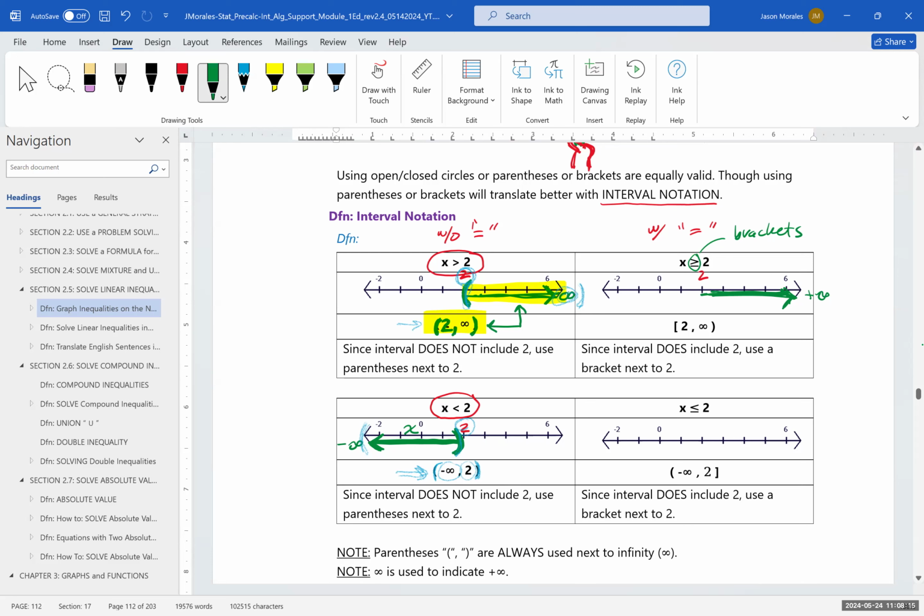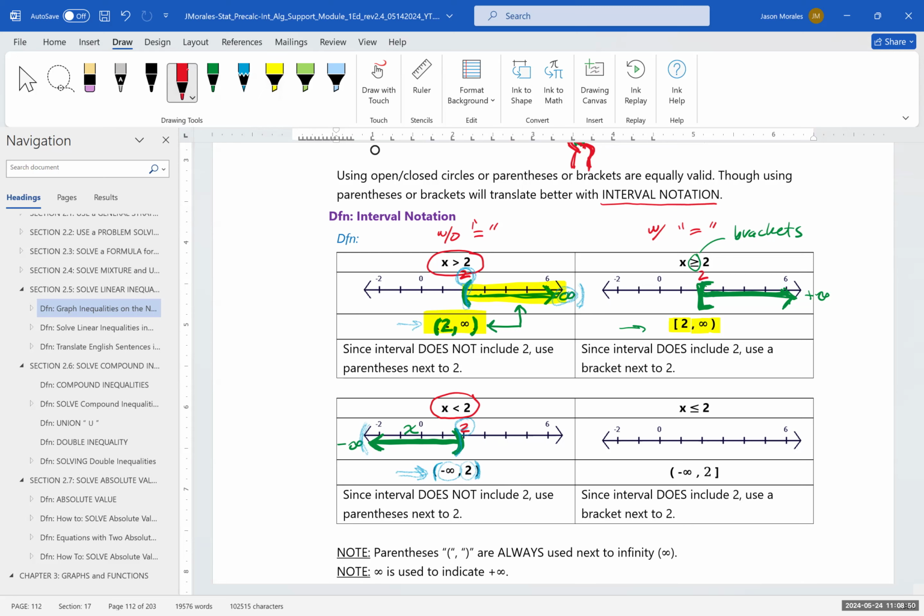Now we're going to use a left bracket, opened to the values that are greater than 2. This bracket means that we are including 2 as part of that set of numbers. When we use brackets like this, this is how we make it in interval notation: left bracket 2, going to infinity, parenthesis.